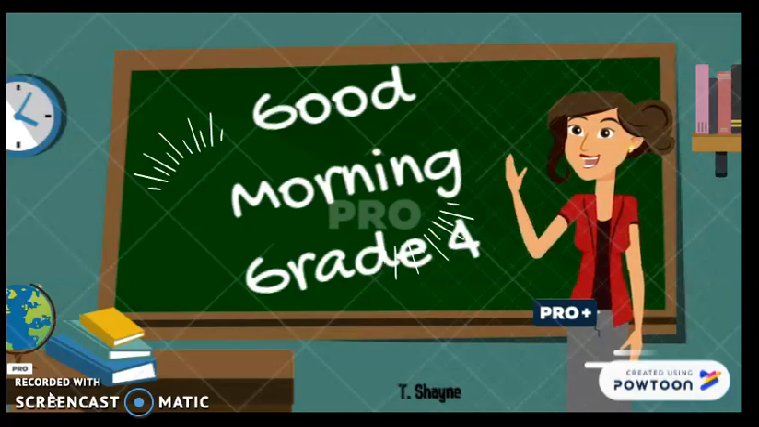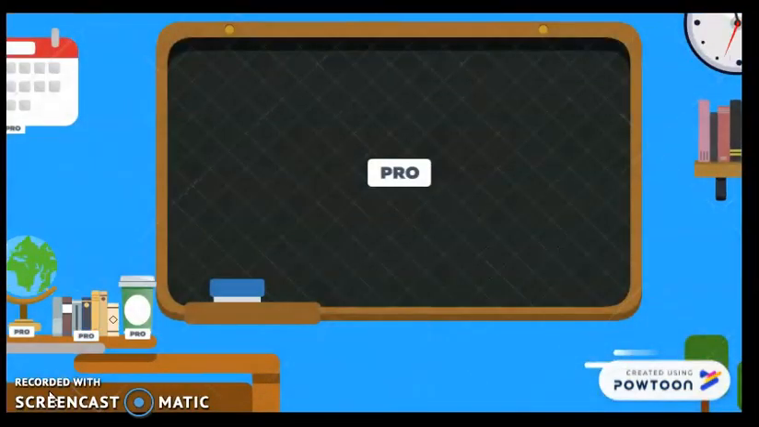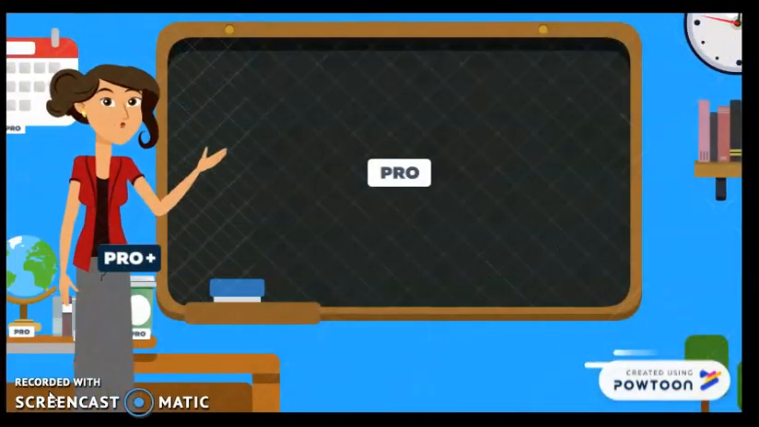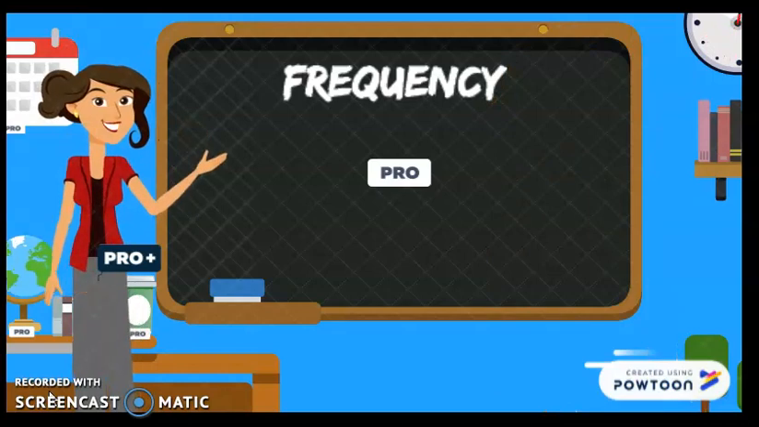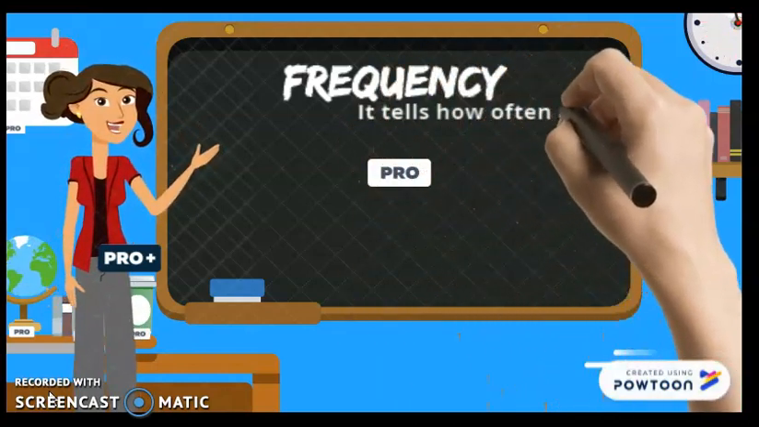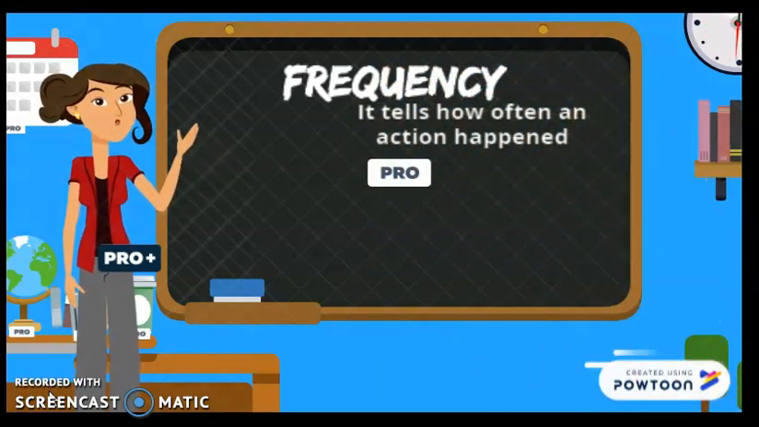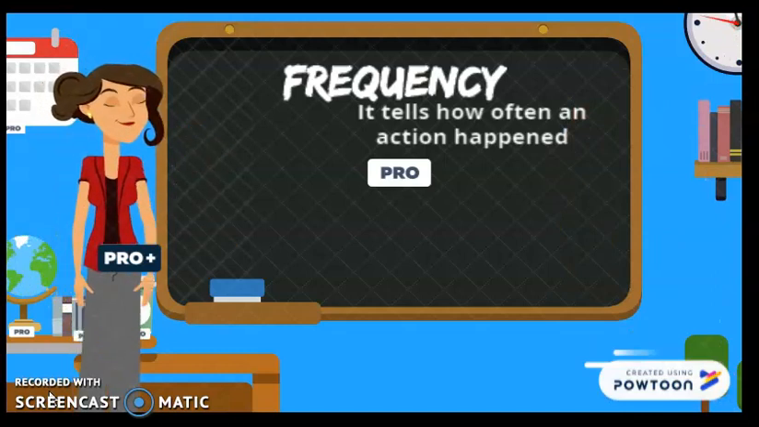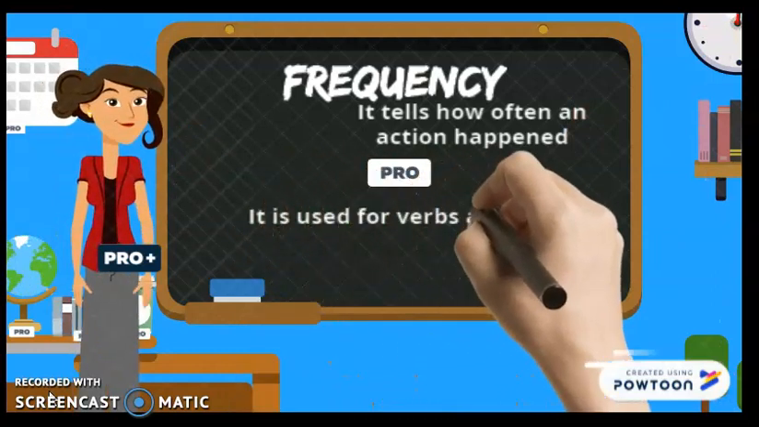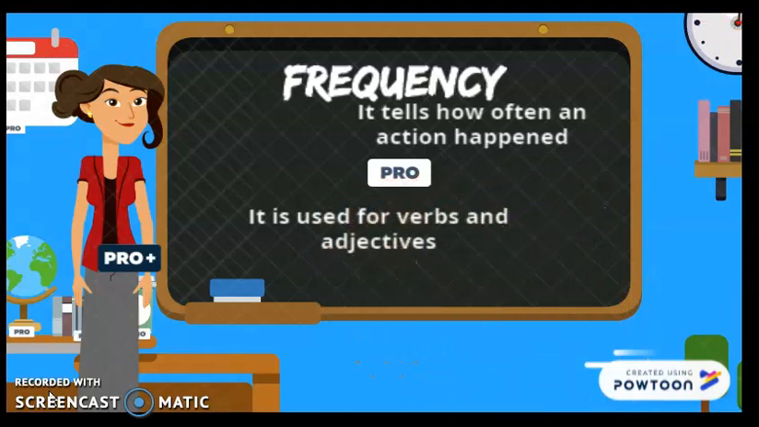I hope everybody is doing good, and we're going to be continuing with our topic last week, your adverbs. We're going to be discussing another type of adverb, which is your frequency. What do you mean by frequency? It tells us how often an action happened. Okay? And frequency is describing your verb and adjectives.